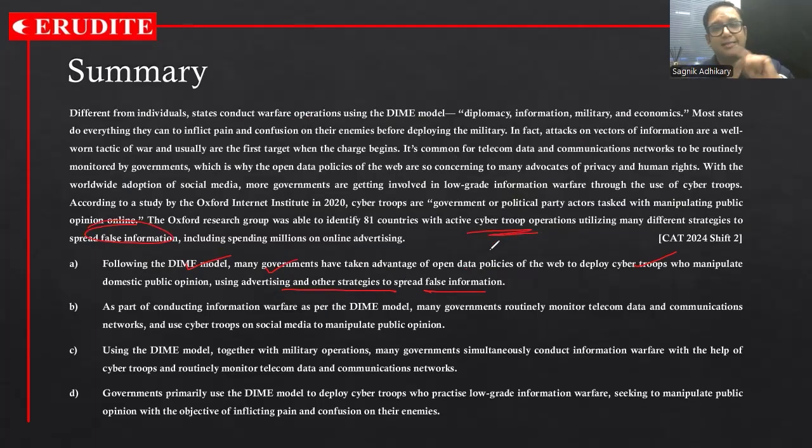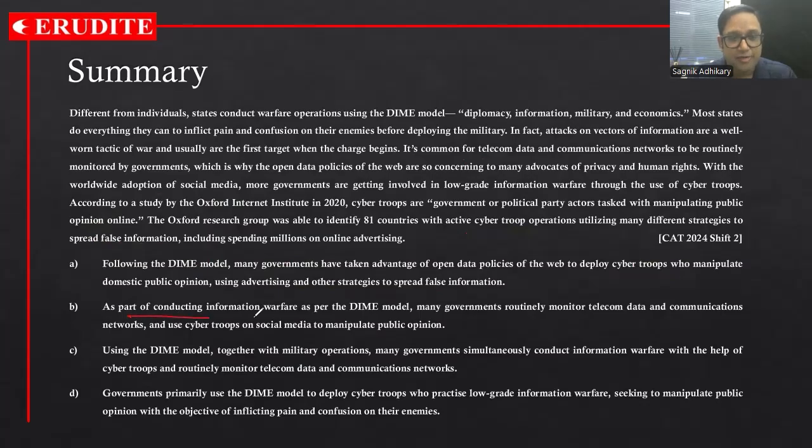So we realize that this option actually only talks about domestic public opinion, which might be talking about adoption of social media, and talks about cyber troops. It does not talk about monitoring of telecom data and communications. So this is not very inclusive. It has something missing from it. So it's a bit limited, but otherwise it covers a lot of ground. Let's see if we find a better choice. Otherwise, this would have to be the answer.